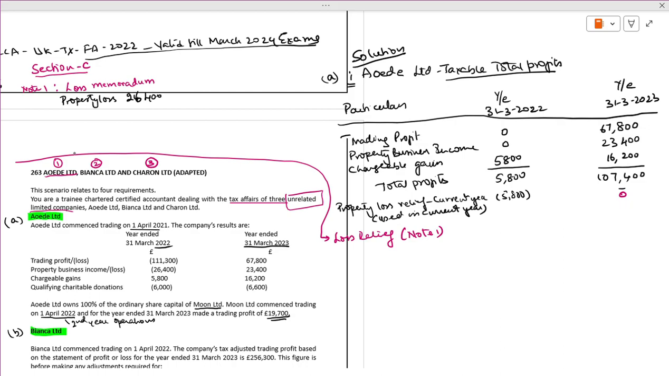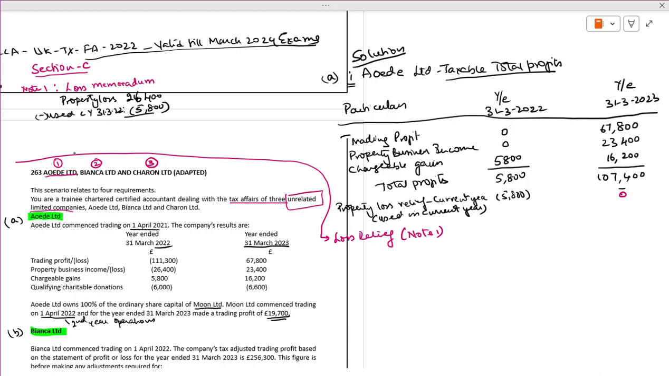How much have we recovered of the loss? How much have we used in the current year, 31/3/22? We have used 5,800. Okay.